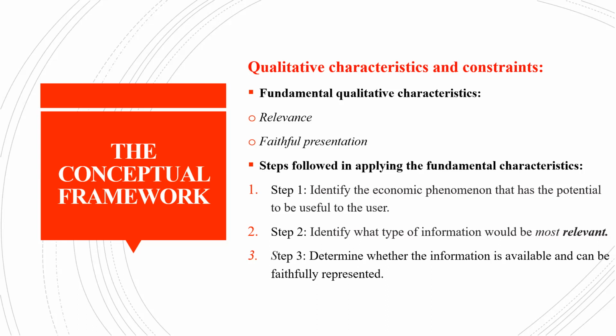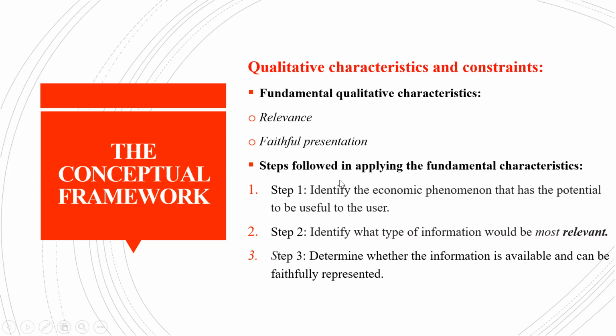Right. So step one, when you're applying this fundamental qualitative characteristic, you identify the economic phenomenon that has the potential to be useful to the user. Is there any event that seems to reflect anything to do with assets in the financial statements? Is there an event that seems to reflect the existence of liabilities, equity, income, and expenses by the entity? Obviously the users are interested in those elements of the annual financial statements because they'll be useful to them in their decision-making.